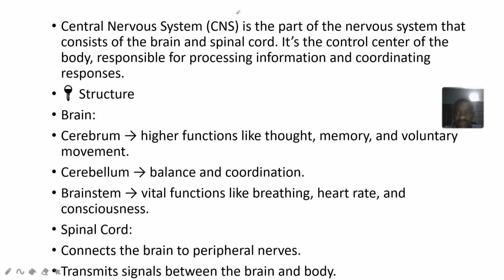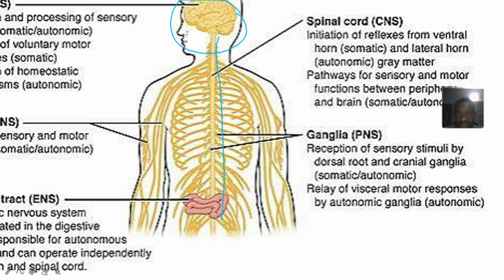So just so you know, it's part of the nervous system, and this one consists of the brain and the spinal cord. It's in the center, and anything that is in the center kind of has more authority. So it's controlling a lot of the body, and it's processing information and coordinating responses. So what are the structures that actually make up the central nervous system?